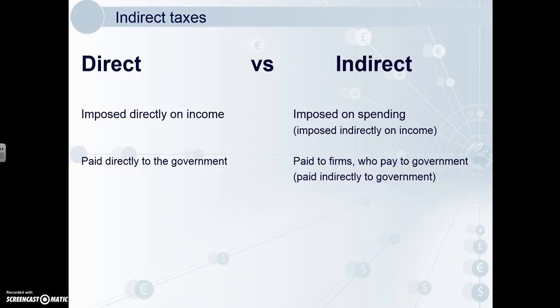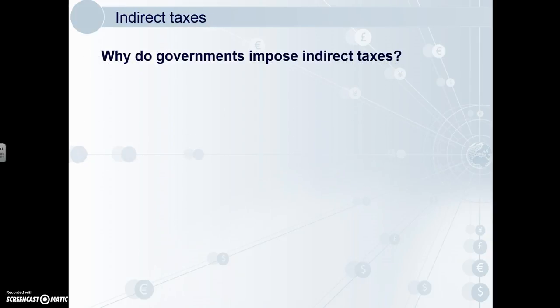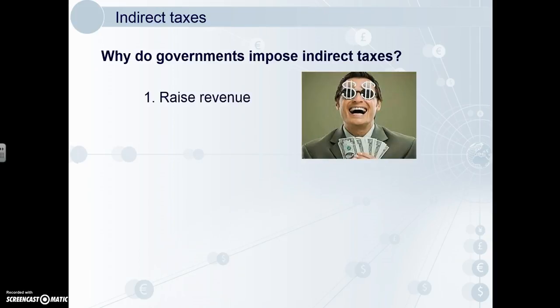Now, why do we use indirect taxes? One goal is to raise revenue. What does the government need revenue for? Well, lots of things. They provide public goods like roads and rail, direct provision of services such as education and healthcare, and transfer payments to individuals.